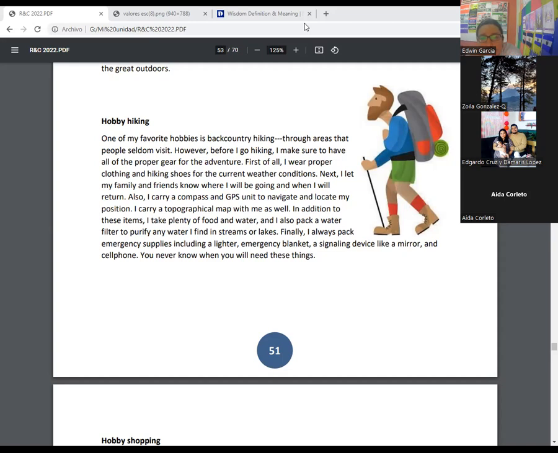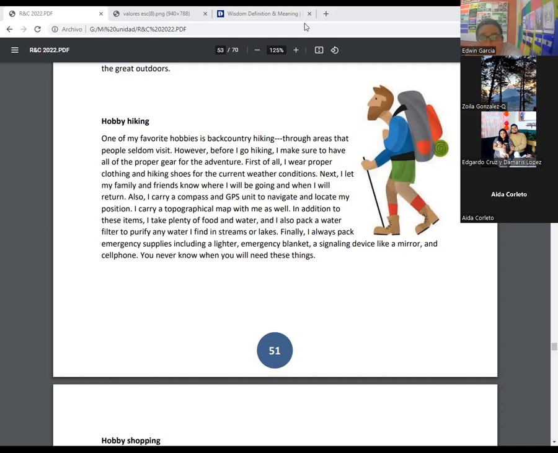Also, I carry a compass and GPS unit to, I don't know, to navigate. Navigate. It's correct. Okay, navigate. Okay, teacher, thank you. And locate my position. I carry a topographical map with me as well.